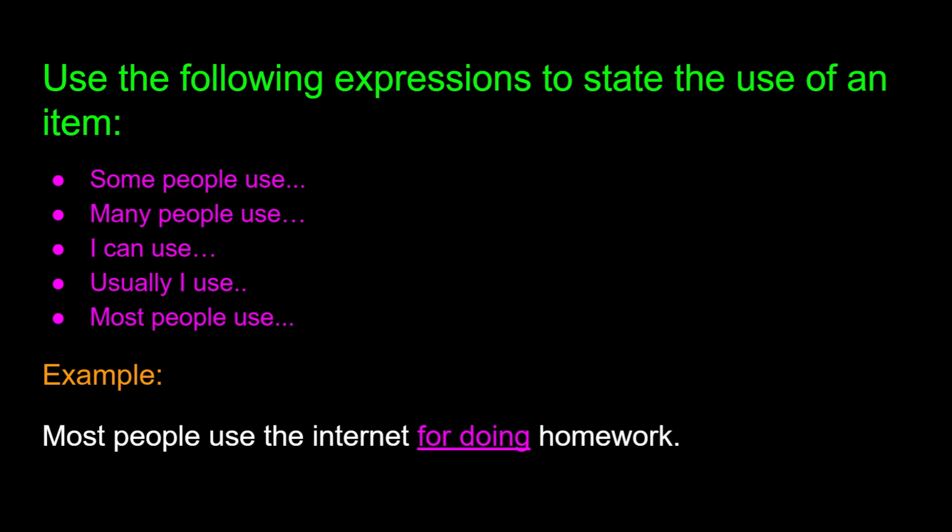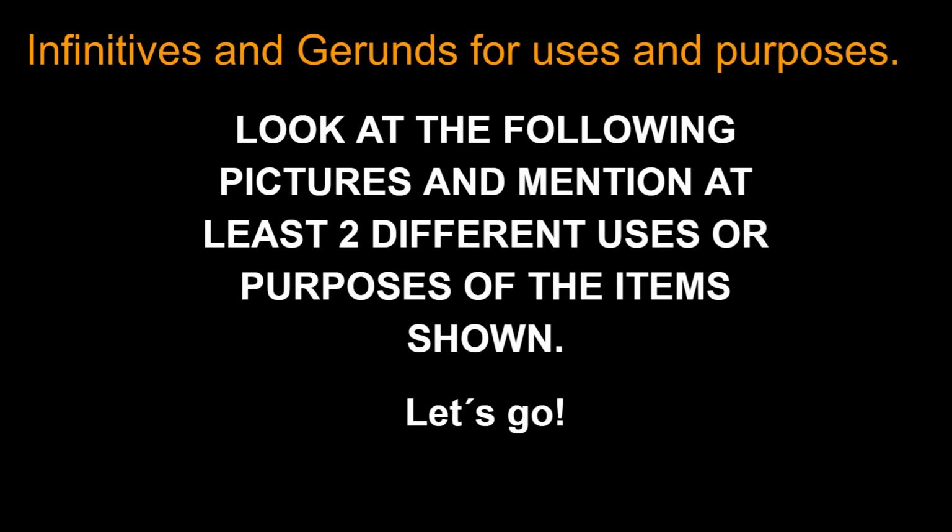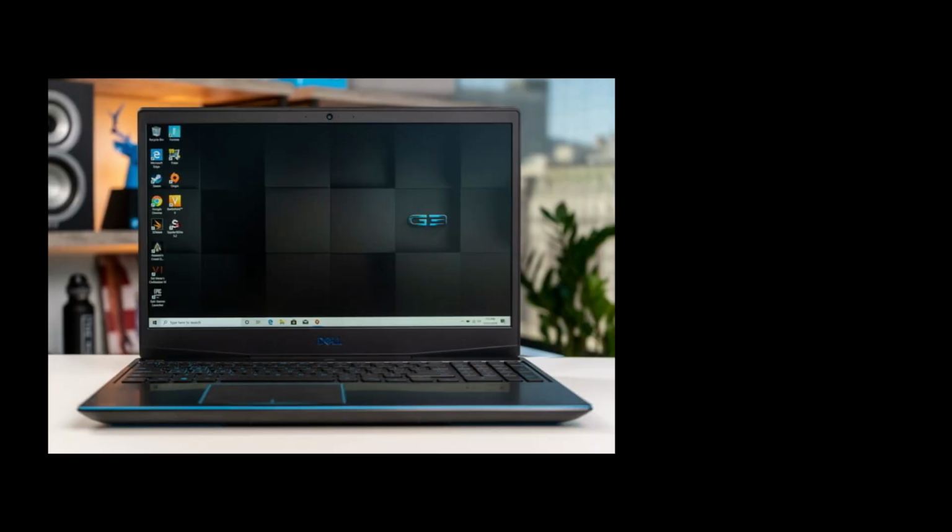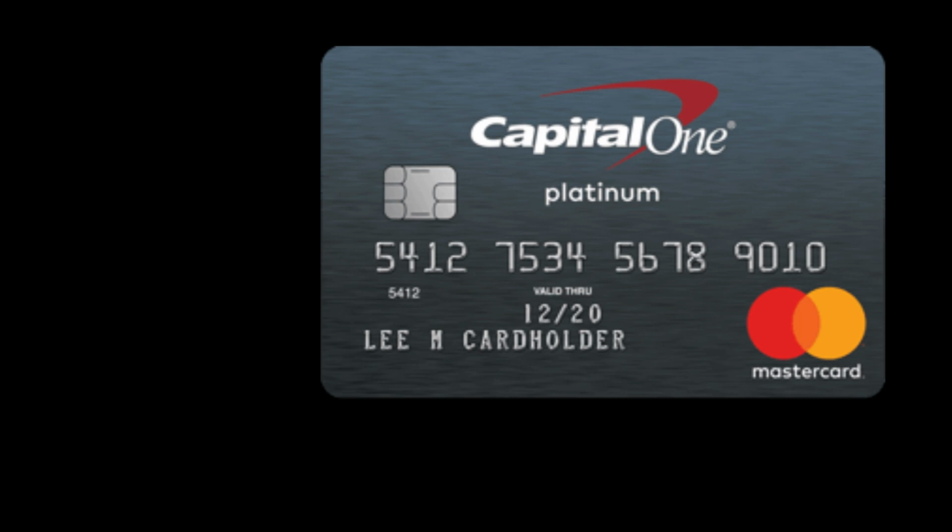Now it's time for you to work with the next pictures. Look at the following pictures, as I just said, and mention at least two different uses or purposes of the items shown. All right, let's go. In this picture, what we have is a laptop. What are some different uses we can give to a laptop? Think of at least two different uses or purposes and write them down in a notebook or on your computer. Next picture, we have a credit card, money. What can you do with a credit card? Think about it and write the sentences.